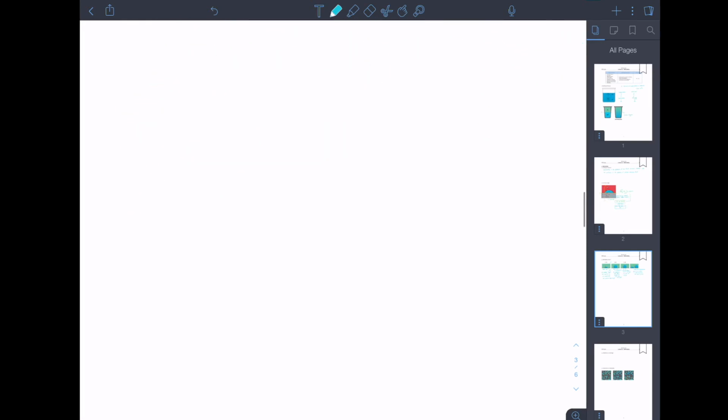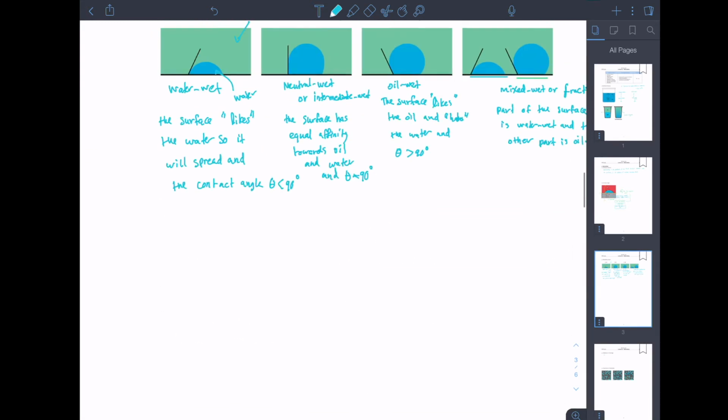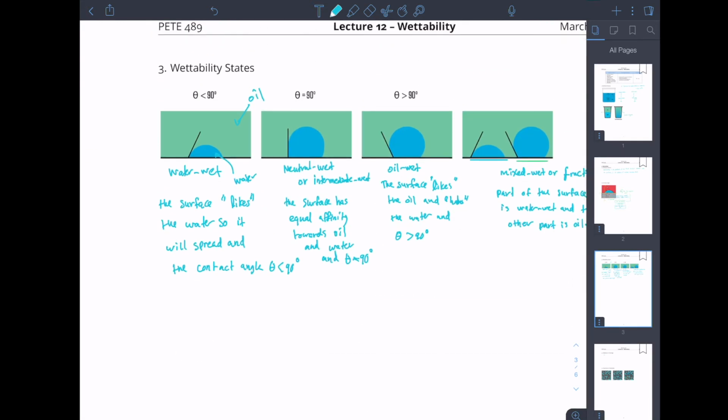So now let's move on to the next section. In this section, we'll introduce two new definitions, imbibition and drainage. And by the way, let me go back to discuss one more point: in a water-wet system, water is the wetting phase, while oil is the non-wetting phase. So the wetting phase is actually what the system likes. In an oil-wet system, oil is the wetting phase, and water is the non-wetting phase.